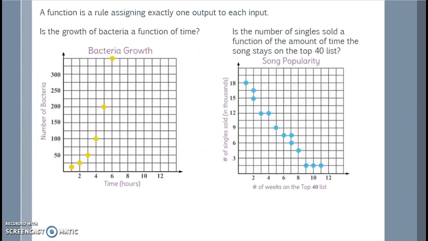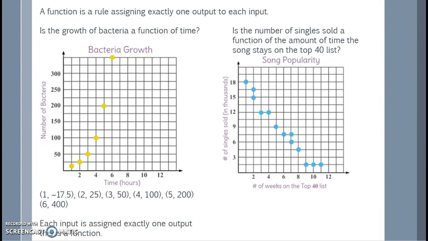Is the growth of bacteria a function of time? So I see time is along the bottom, which is our x values, and the number of bacteria is our y values. So when I make my best guesstimate as far as what these points on the line represent, I see that each input has exactly one output. So this is a function.